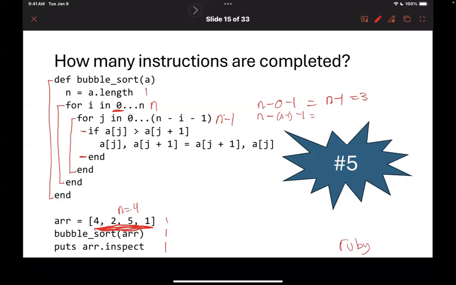This won't be on the final, right? No, it will be. Ruby itself will not be on the final, but being able to determine how many instructions something has will be on the final.